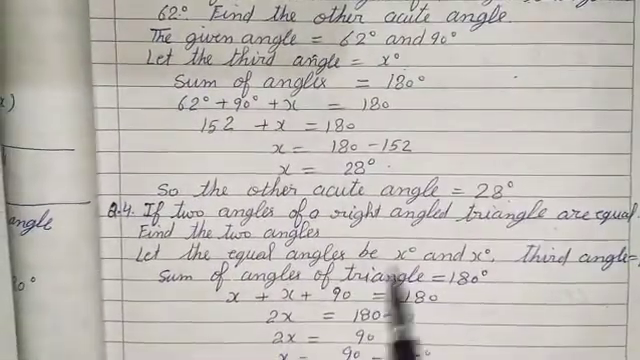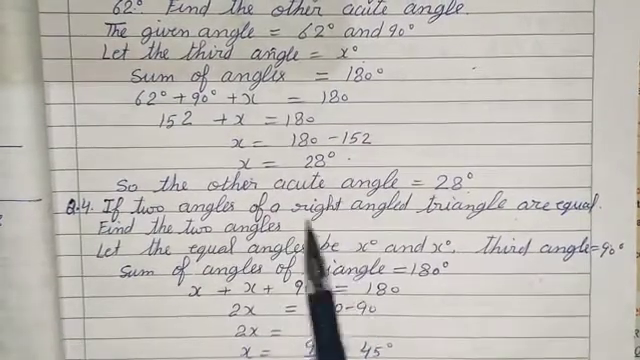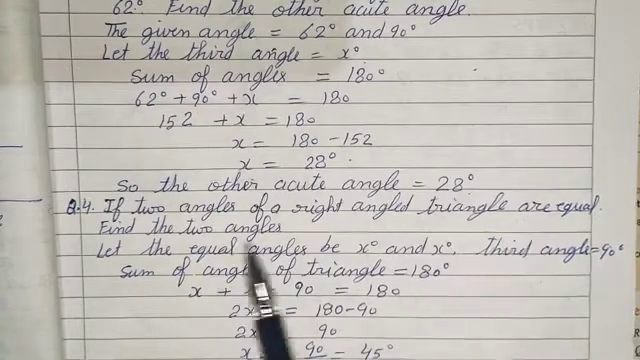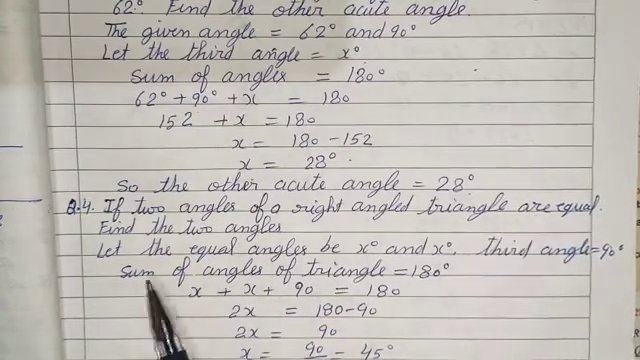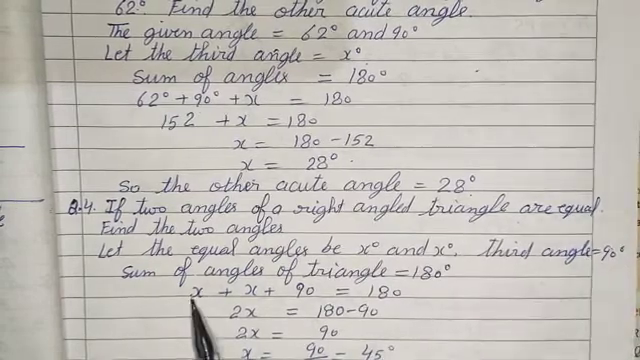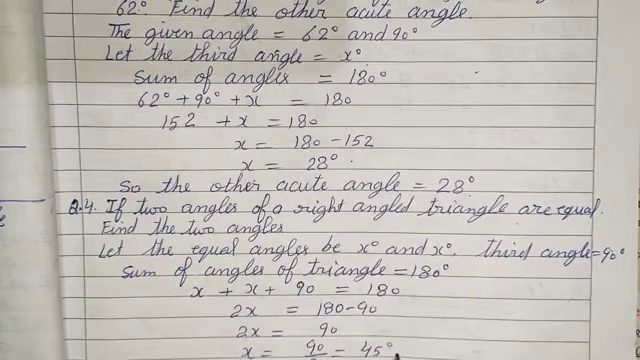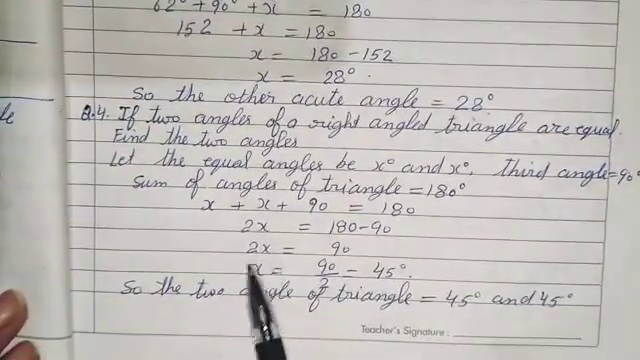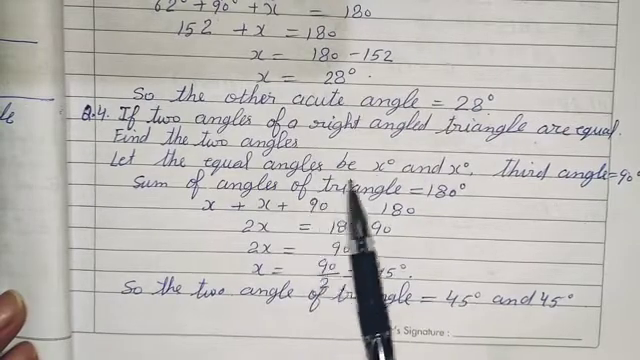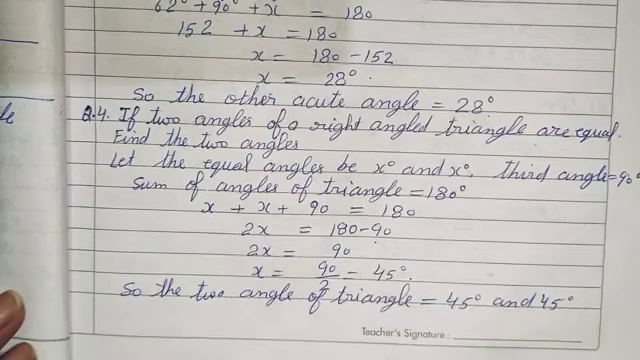If two angles of a right angle triangle are equal, find the two angles. In a right triangle, one angle is 90 and the other two angles are of equal measurement. So let the equal angles be x and x degrees, and the third angle is 90 degrees. By the angle sum property, x plus x plus 90 equals 180. 2x plus 90, we change the position of 90 to the minus sign, 2x equals 90 degrees, x equals 45. So the two angles of the triangle are 45 and 45.